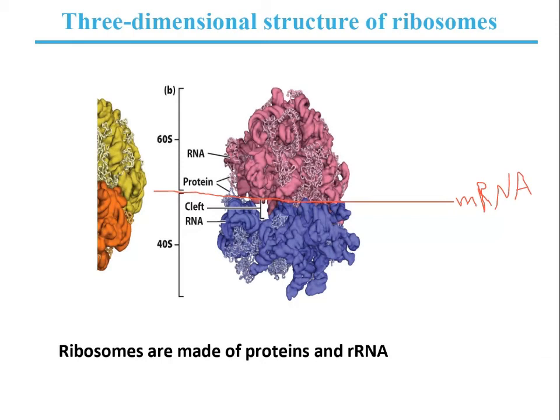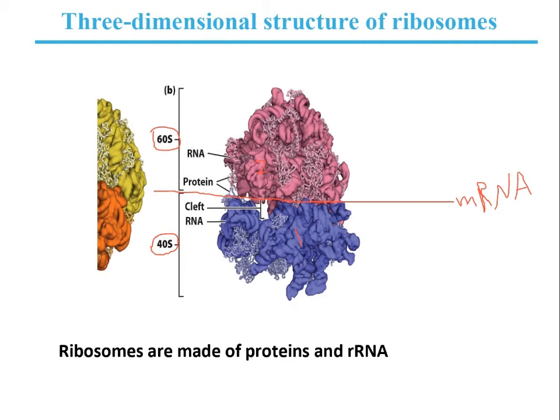The ribosome contains two subunits. This is one, and this is two. This subunit we call the small subunit. It's 40S. And the large subunit is the 60S. Both of them form the whole ribosome. So the ribosome has two subunits.